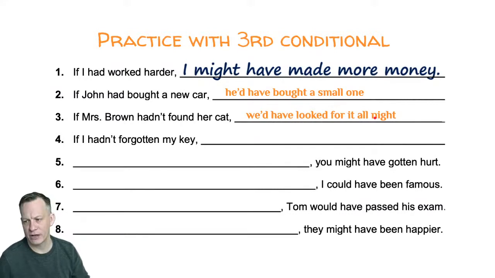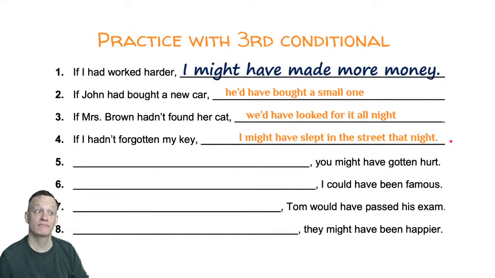If I hadn't forgotten my key, I would have been sleeping. Okay. Forgot my key. I couldn't sleep. Yeah. Okay, Alejandro. I would have been sleeping. Yeah. I said if I hadn't forgotten my key, I might have slept in the street that night. But I forgot my key. So I slept in the street.